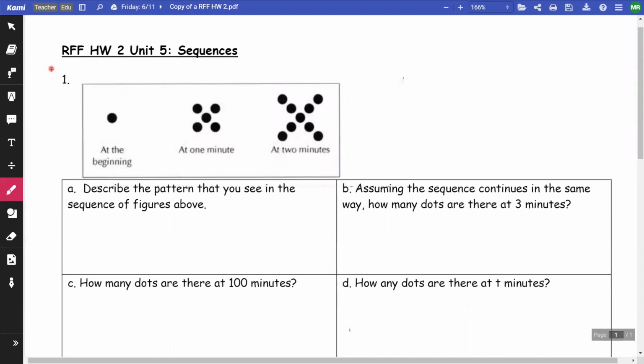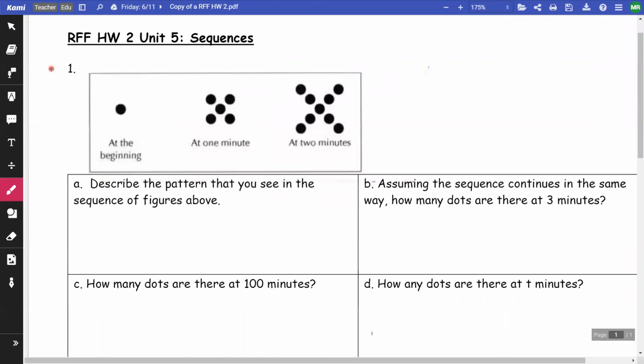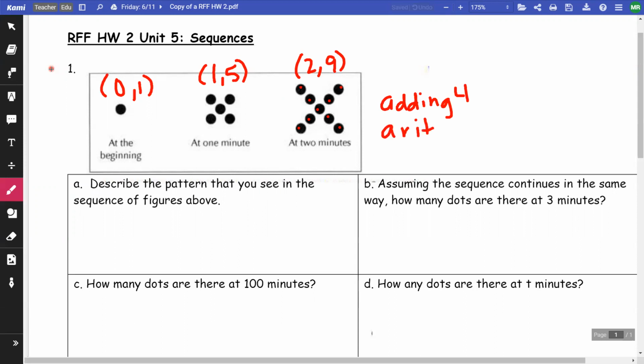It says at the beginning. So this right here would be my 0 term is 1. At the beginning would be 0. At 1 minute, we have 5. At 2 minutes, we have 1, 2, 3, 4, 5, 6, 7, 8, 9. So it looks like we are adding 4 each time. So that means it is arithmetic, okay, which is a linear type of graph. Okay, it's going to be a linear graph.